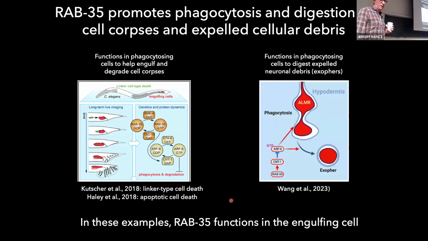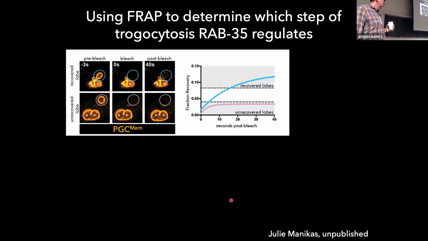So we had fully expected to see a phenotype in the endoderm, but first we wanted to know what step in this process RAB35 was regulating. We thought that maybe it would be involved in the degradation of the lobes once they were internalized. And so Julie used a FRAP assay to test this hypothesis.